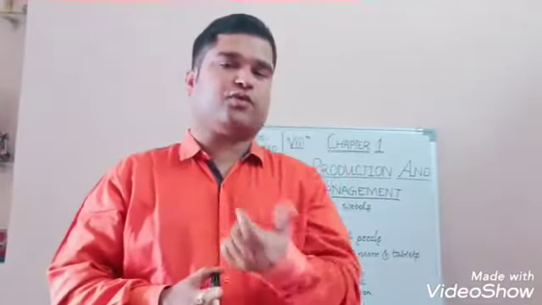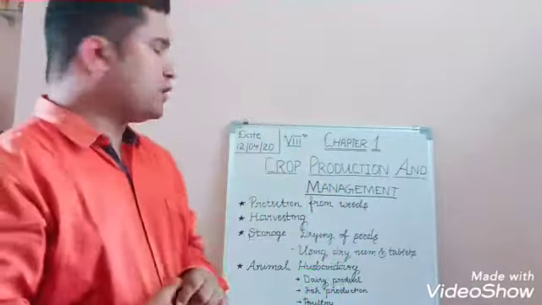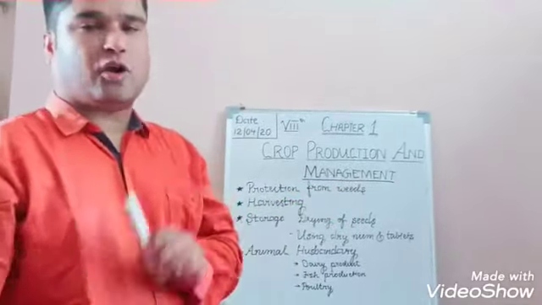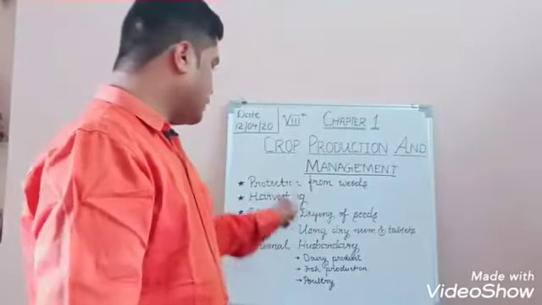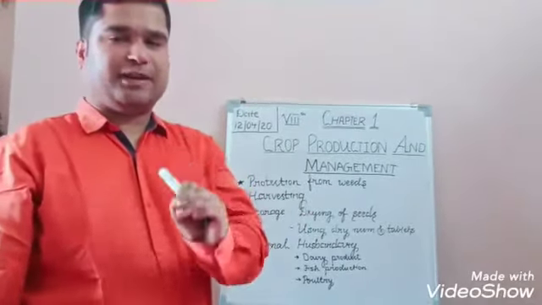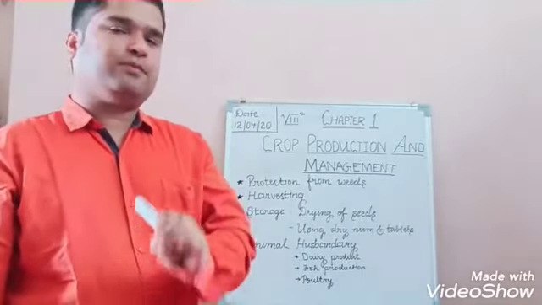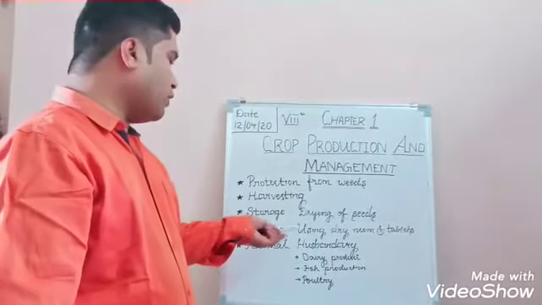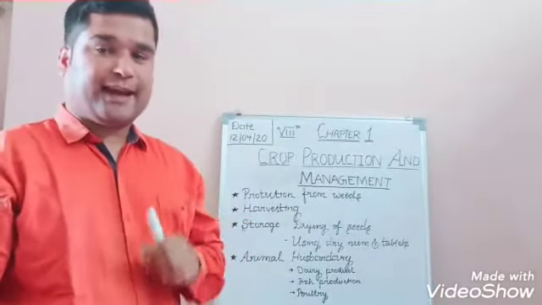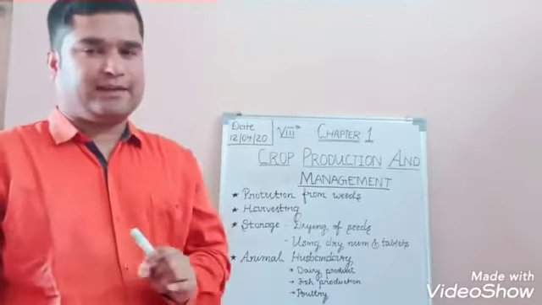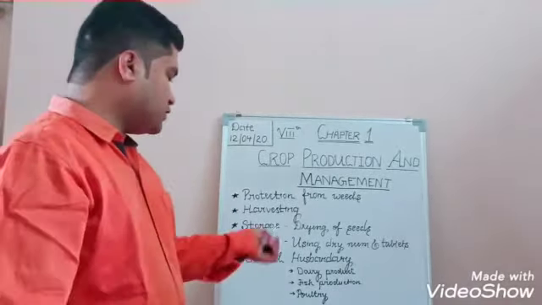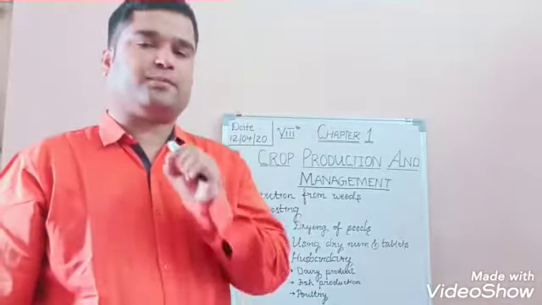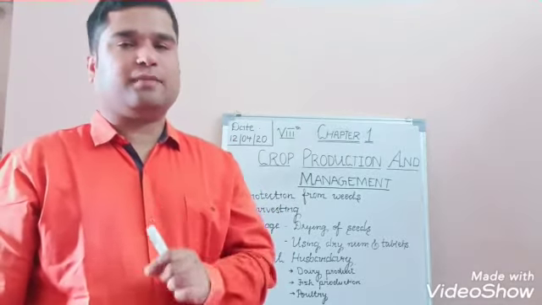So now questions for today. Question number 1: what are weeds and how can we protect our crop from weeds? Question number 2: what is the meaning of harvesting, and name some harvest festivals. Question number 3: how can storage of grains be done, and why is drying of seed very important? Question number 4: define animal husbandry and write different products which we obtain from animals.